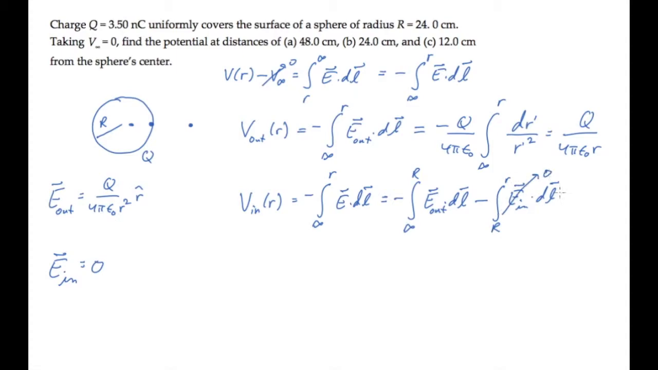And that shows us that the potential everywhere inside the sphere is equal to the potential on the surface, q over 4 pi epsilon naught capital R, the sphere's radius. Now we can answer parts A, B, and C.